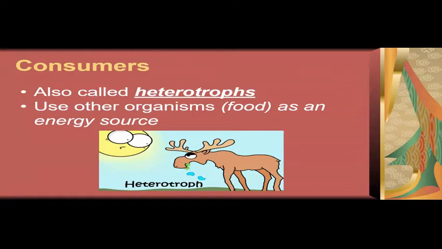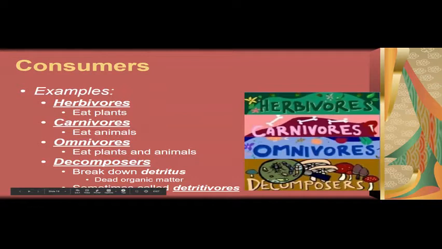Other organisms are categorized as consumers. Consumers are also called heterotrophs, and that's because they use other organisms as their food. That's their energy source. And so they're called consumers because they must consume, and heterotrophs because they're getting their energy from a different source. Consumers can be further subdivided based on what they eat and how they get their energy. Herbivores eat plants. Carnivores eat animals, and omnivores eat both plants and animals.